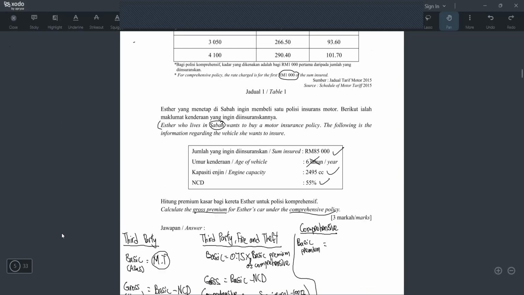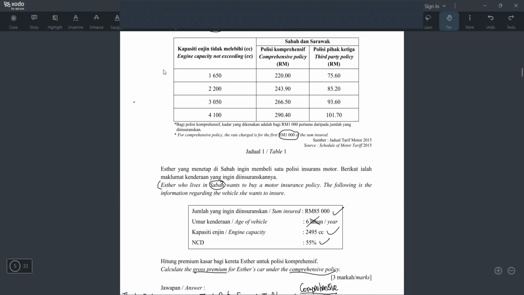Okay, let's look at the motor tariff. But there's so many value here. Which one I should look at? Of course, I should look at comprehensive, because I'm finding for comprehensive, right? Okay, it means this question tak guna pun yang pihak ketiga because tak suruh cari pun. But which value kita kena tengok? Okay, kita tengok which CC lah. Okay, Esther's car is 2495 CC. So definitely which one? 2495 tidak melebihi siapa? 2495 does not exceed 3050. So kita kena tengok yang ni.